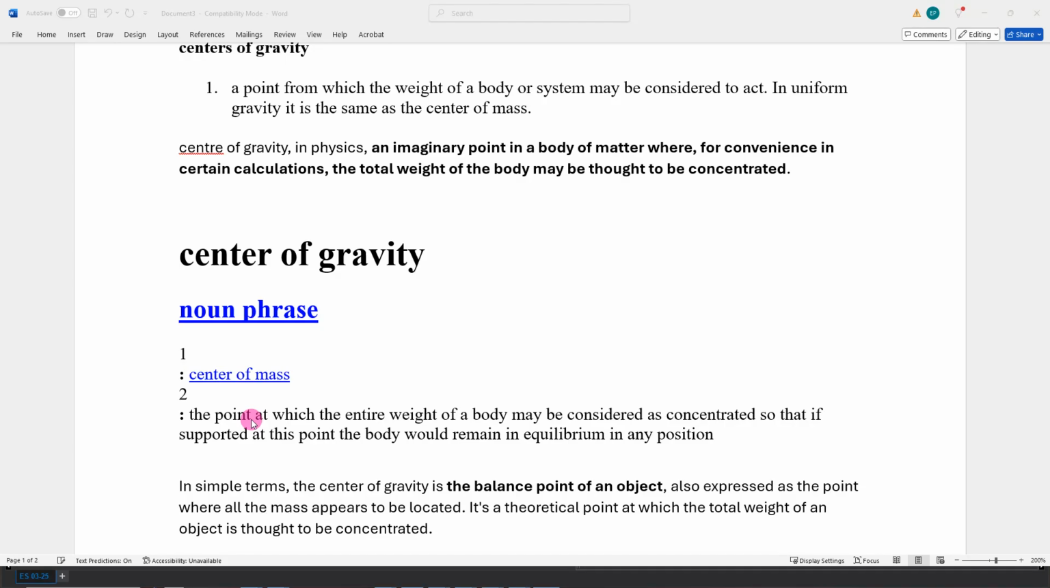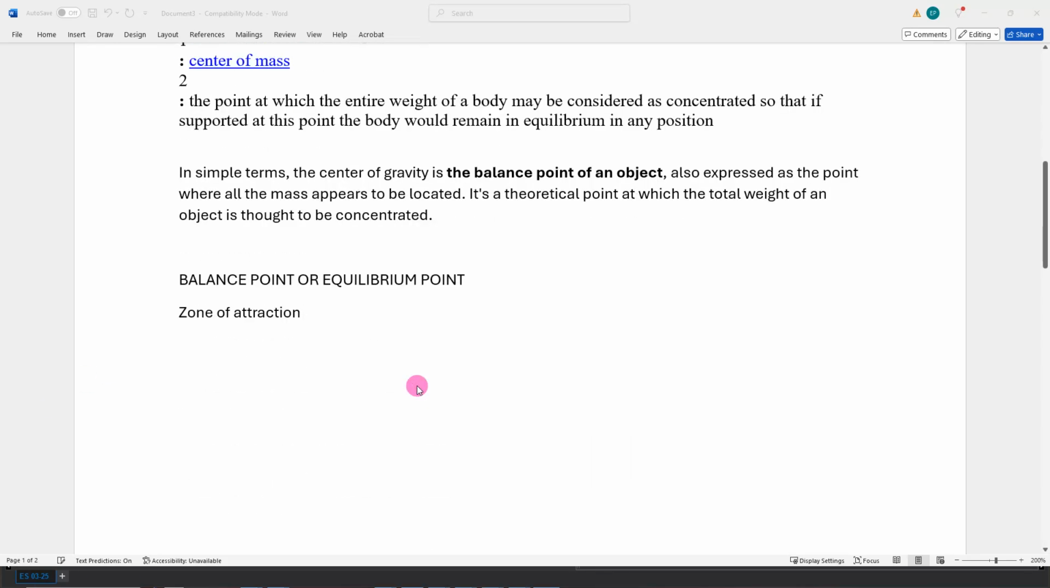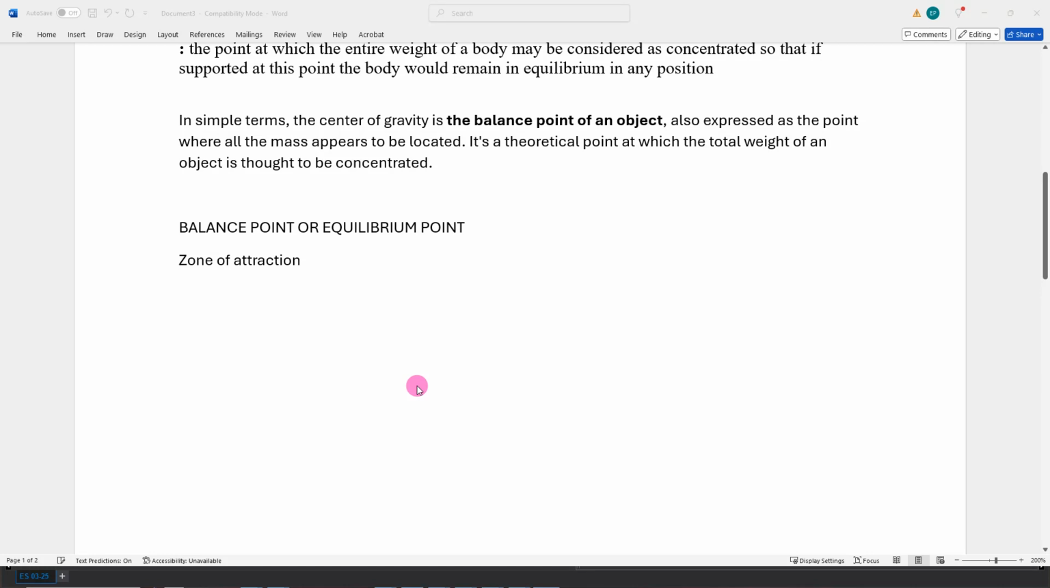Okay, so a gravity center is going to be a point of attraction. I look at that to be the balance point, or the equilibrium point, or the zone of attraction. So when looking at a price chart, time is only moving forward and price is moving up and down. So we can use this concept of gravity center or equilibrium point, balance point, or zone of attraction on the price scale of a chart.